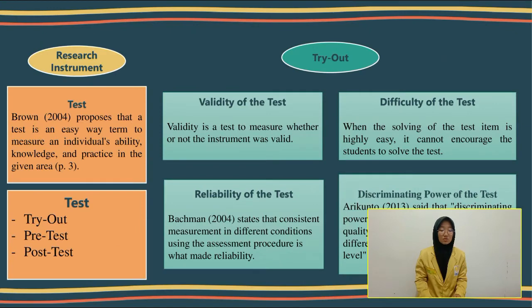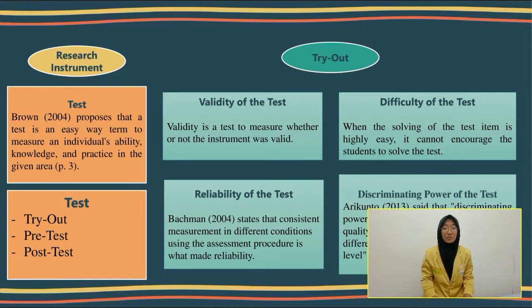Next is the research instrument. There are three tests. First is the trial, the second is the pre-test, and the last is the post-test. Starting from the trial, we find the validity of the test, to measure whether or not the instrument is valid. The second is the reliability of the test, which is measurement in different conditions using the assessment process, based on Brown, 2004. The third is the difficulty of the test. If solving the test items is too easy, it cannot encourage the students to solve the test.